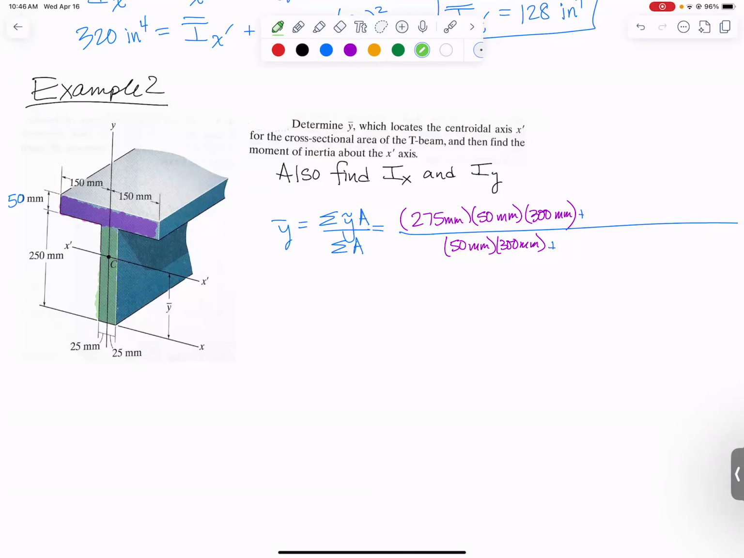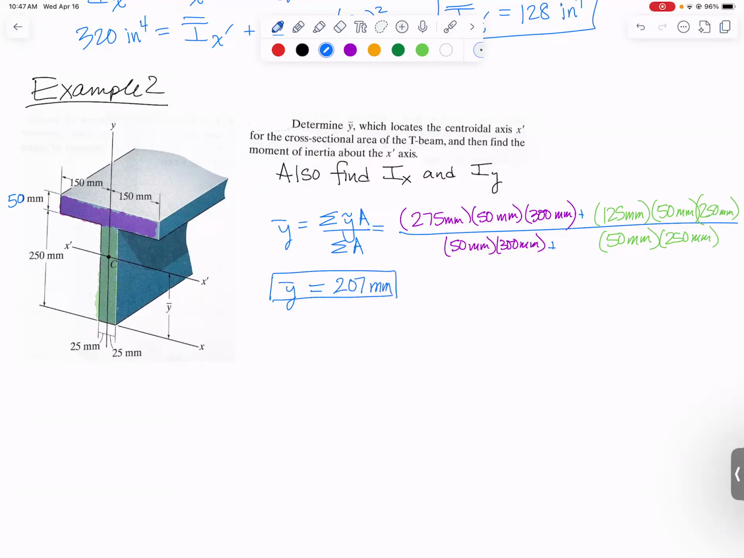Now I'll do the green rectangle. The height is 250 millimeters. So the centroid will be 125 up from the bottom. The area of that one, it looks like it's 50 millimeters wide and 250 millimeters tall. And in the denominator, you just put the area, 50 times 250. We multiply that all out and we get a number for y bar. And it comes out to be 207 millimeters.